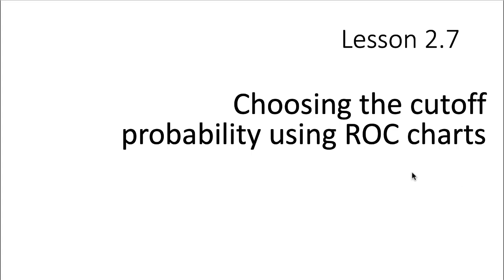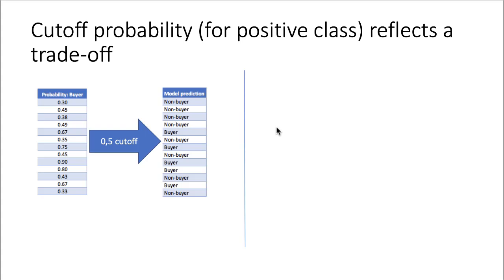So earlier we were looking at how the cutoff probability affects the performance of a model, and we were talking about what we can do about it. One of the main techniques to select the correct kind of cutoff probability is what is called an ROC chart. Earlier we spoke about how the cutoff probability is actually a trade-off. Now the idea of an ROC chart helps us to make this trade-off very, very explicit. So let's try and understand how to do that.